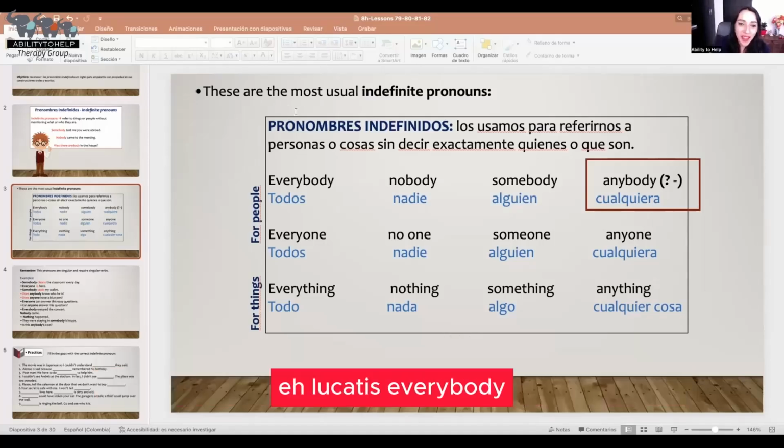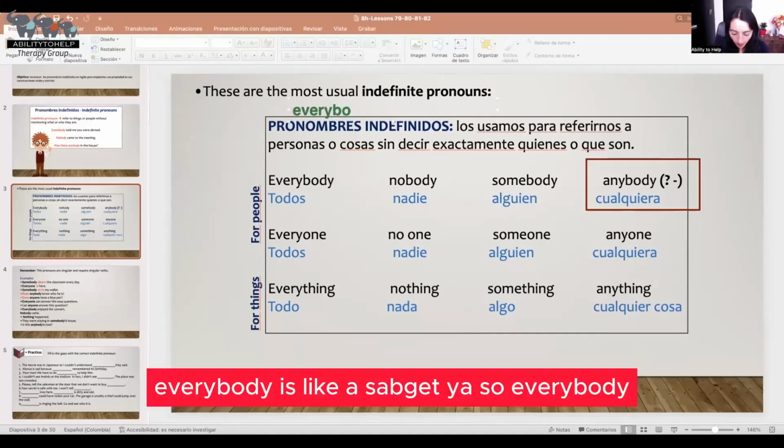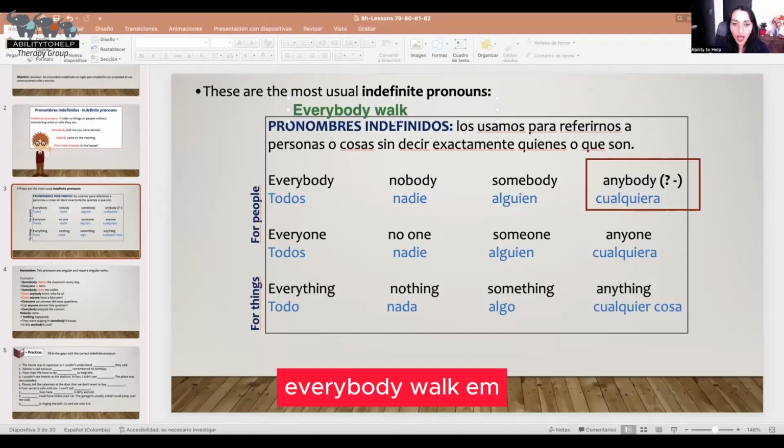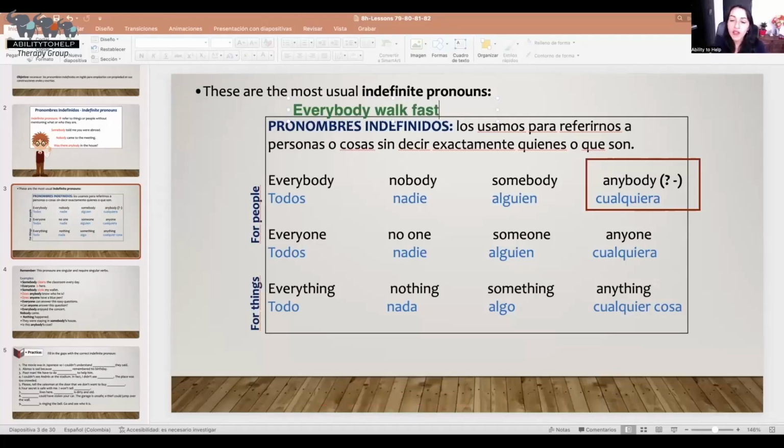Okay, so look at this. Everybody is like a subject. So everybody, simple present sentence. For example, everybody walks fast. For example, everybody walks fast because there was an accident. So that's why everybody walks fast.